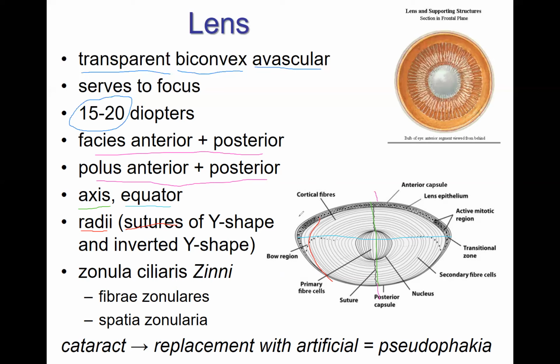Ciliary zonule of Zinn, you know this eponym from Montaigne-Nose ring, is this area, yeah? And it's the fixation or suspension apparatus of the lens.